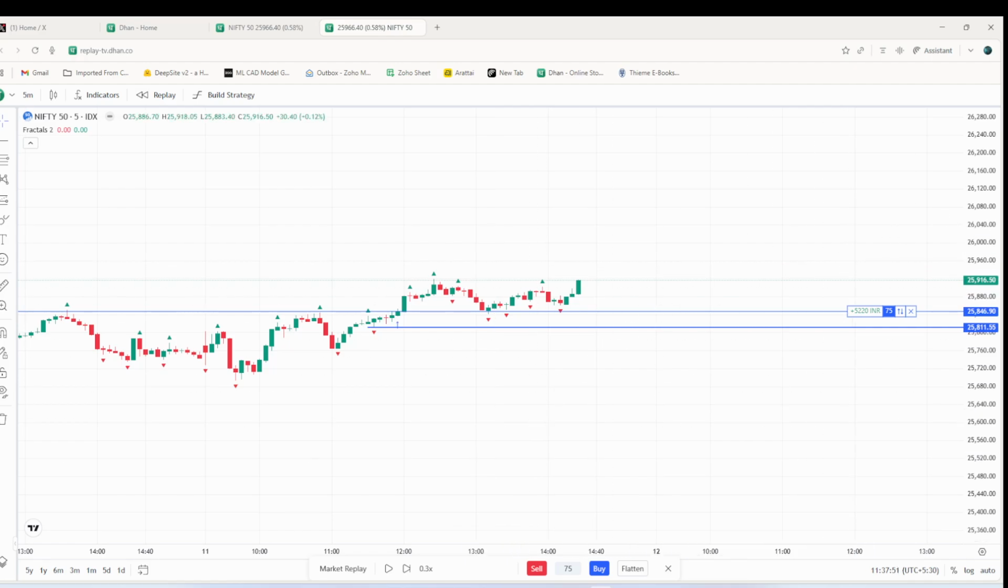Now remember this, I just paused. It has broken almost everything. All the fractals have been broken. So now my stop has to come to this cost.